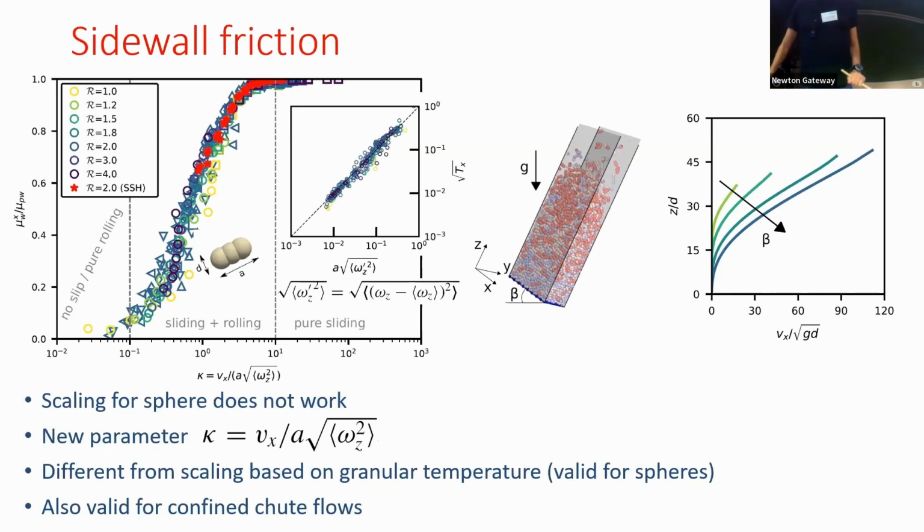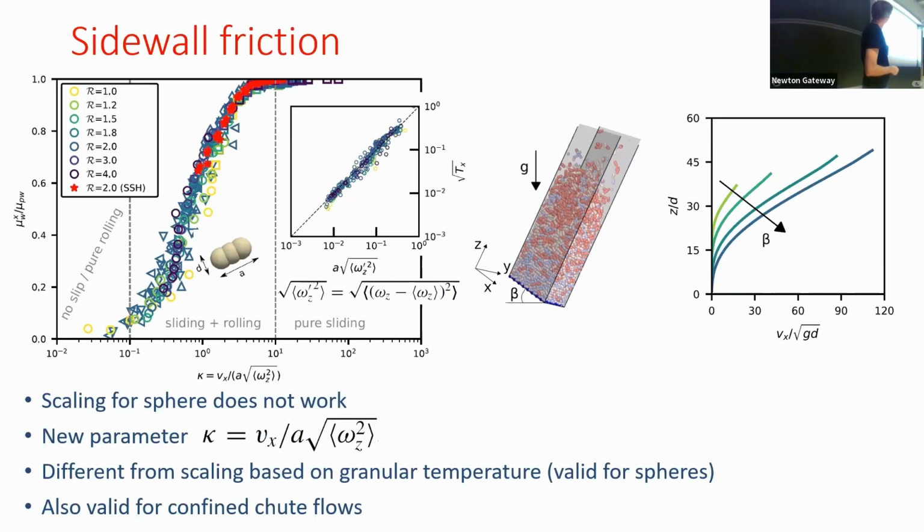And let me point out that it is quite important to write here the rotation and not the fluctuation of the rotation, because if we look at the fluctuation of the rotation, which is indicated here, this quantity is extremely correlated to the temperature. To obtain a good scaling, we have to write the rotation velocity, not its fluctuation. So the scaling is quite different from the one we obtained with spheres. And of course, this scaling also works for spheres.